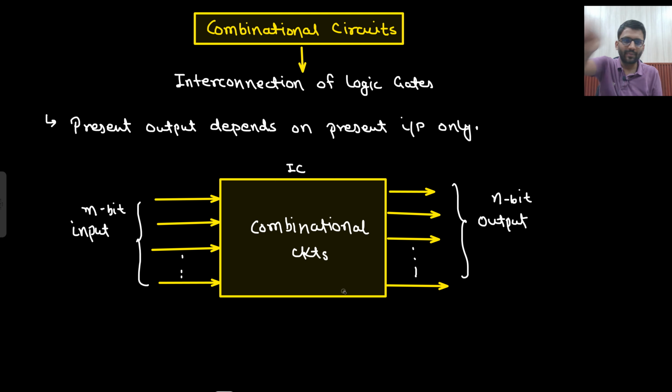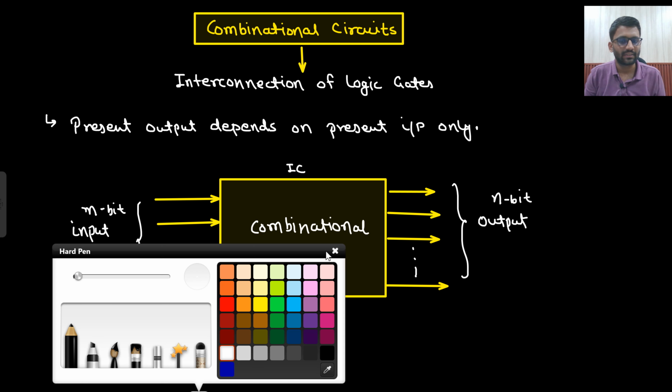There is no feedback present here. From the output, nothing is going back to the input. So the output will depend only on the present value of the input. This is known as a combinational circuit.